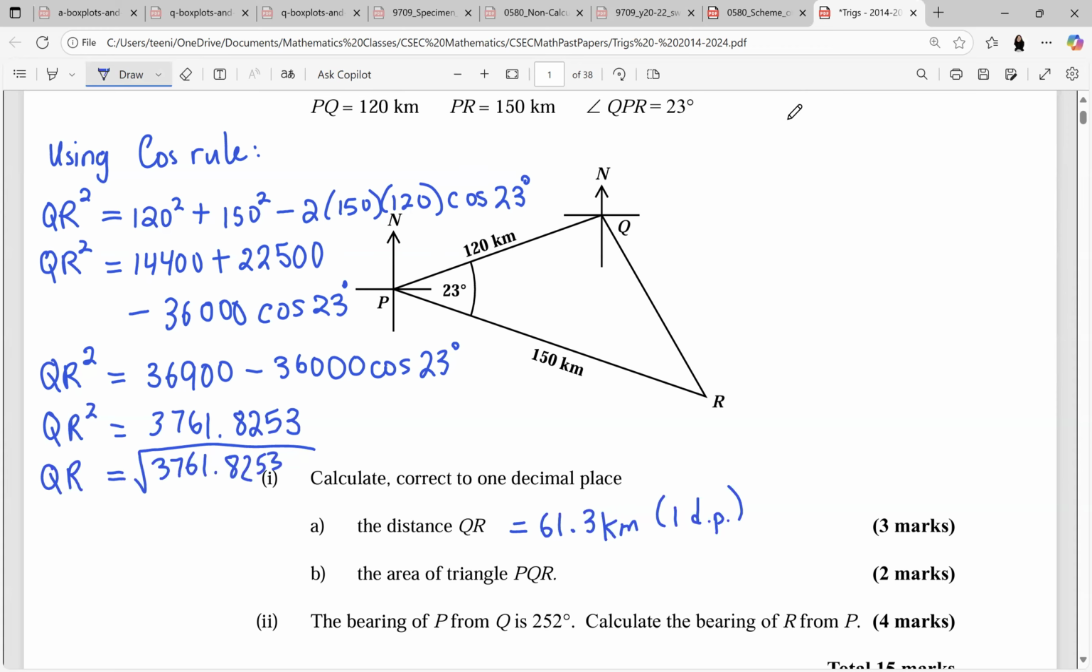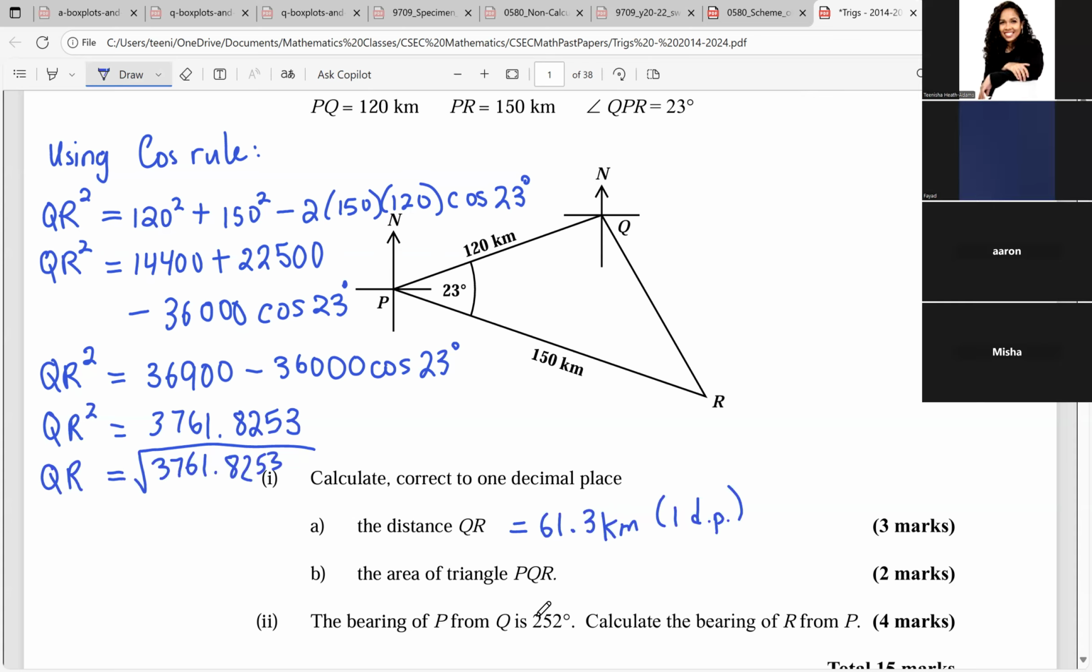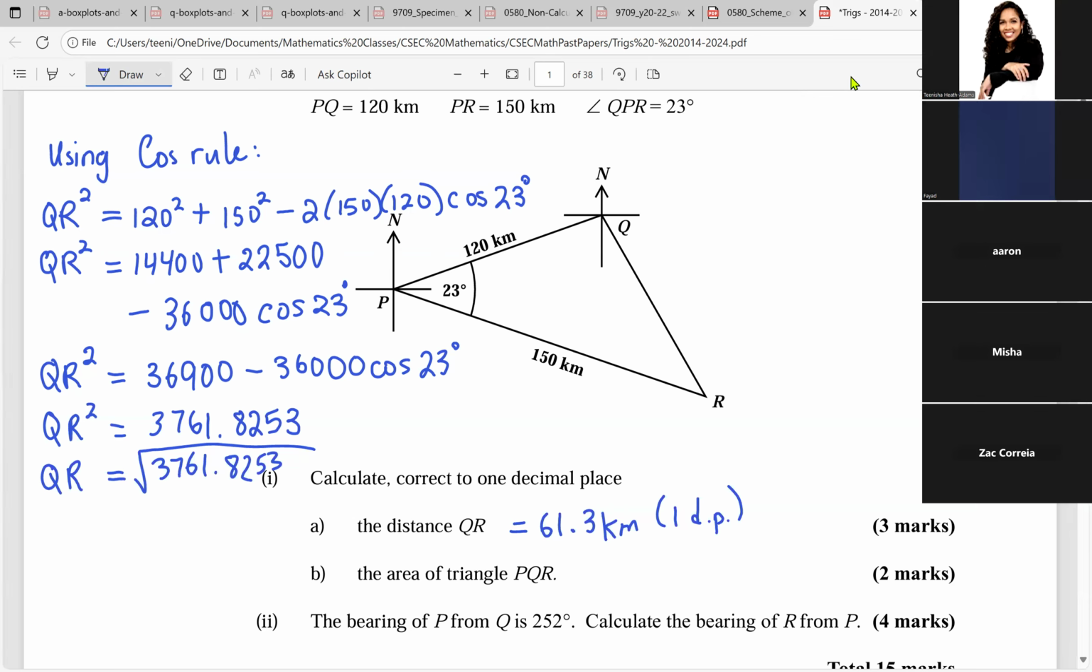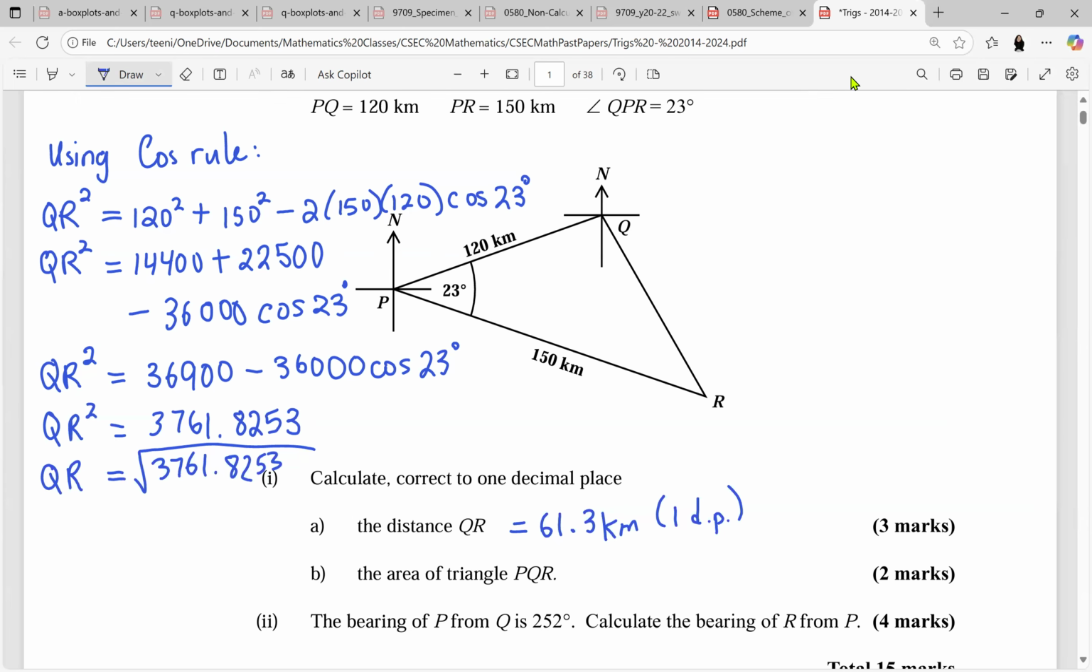Right. Everybody else, did you get 61.3 km? Good job. So the answer is 61.3 km to one decimal place, and that's 3 marks. Now, the next part is to find the area of triangle PQR.